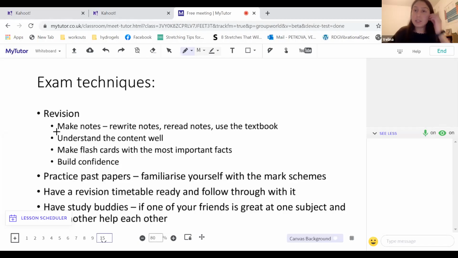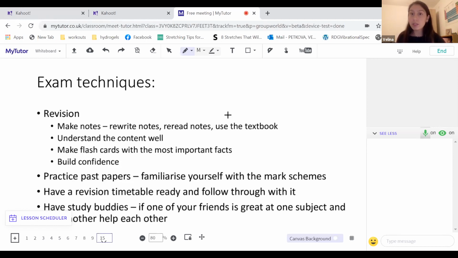So revision is the key to good exam results. The way I used to approach revision, well, I still approach revision here at uni, is that I start by making notes. And hopefully throughout the year you've been taking good notes in class, that's key. The way I do it is I tend to just rewrite my notes, and that gets the information into my head. Sometimes I type it up, sometimes I write it out a few times. So I just get everything that I need to know.